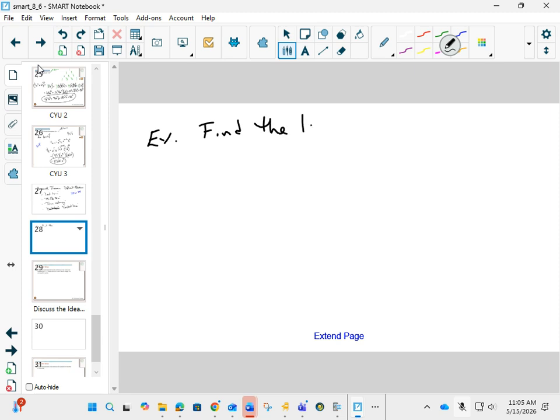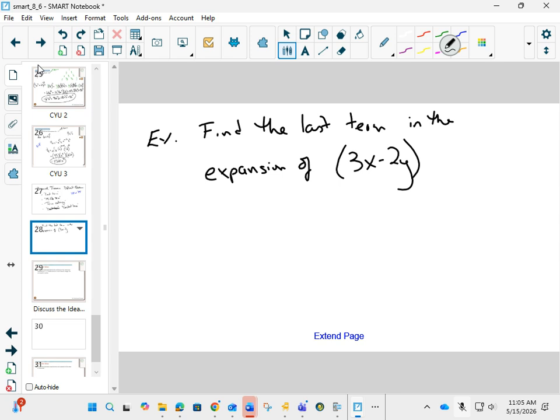So if I said find the last term in the expansion of (3x - 2y) to the 16. Yeah, I'll do 16. That's a big number.